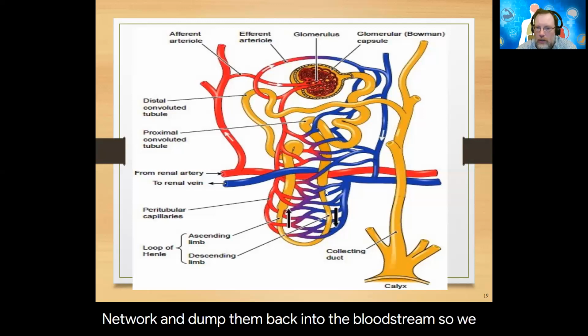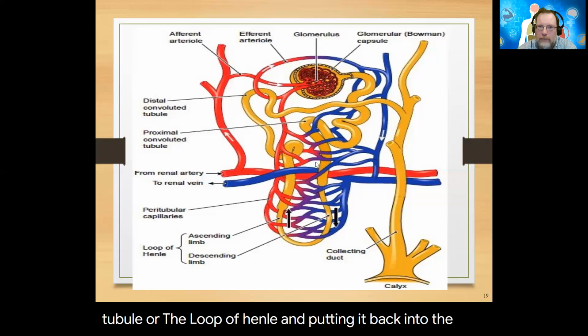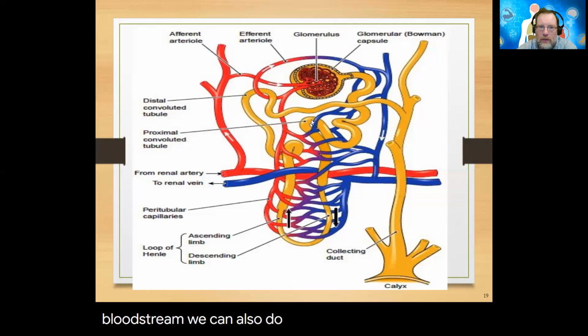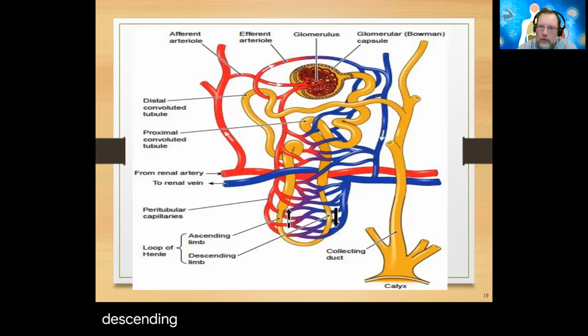So we can continue with that reabsorption process. That's function number 2, reabsorption. Filtration first. Reabsorption is pulling anything from the proximal convoluted tubule or the loop of Henle and putting it back into the bloodstream. We can also do it in the distal convoluted tubule. So reabsorption primarily is going to be at the proximal convoluted tubule and some down into the descending loop and the loop of Henle.